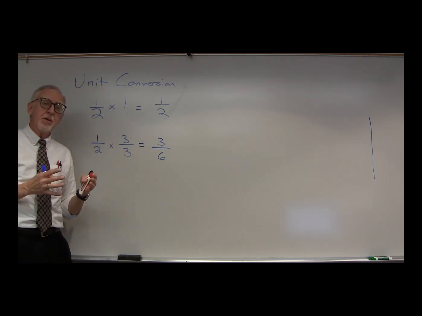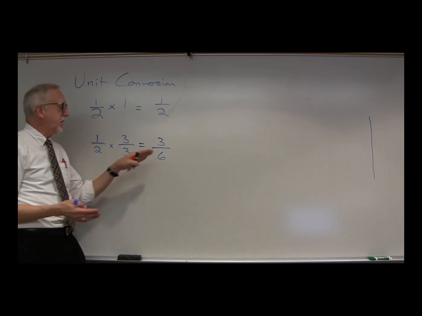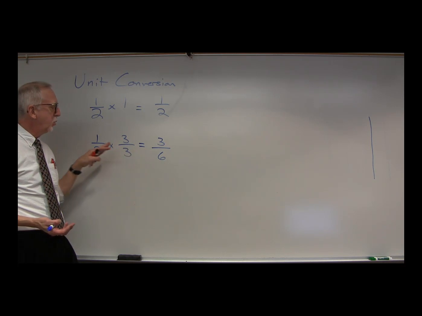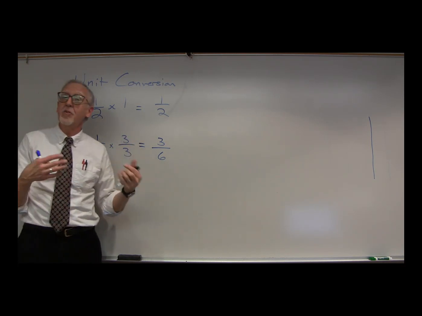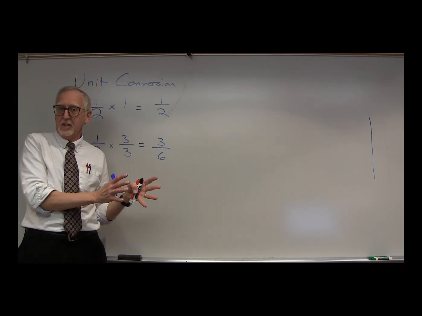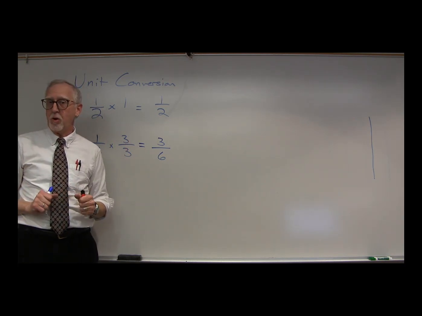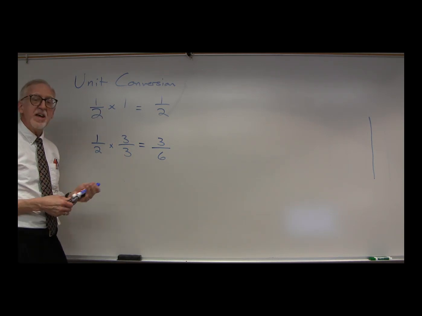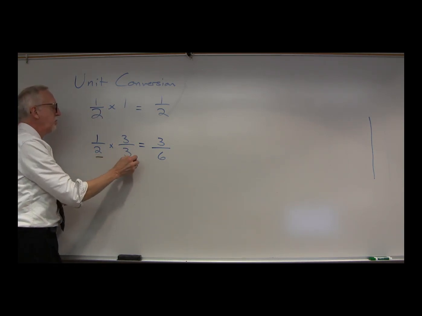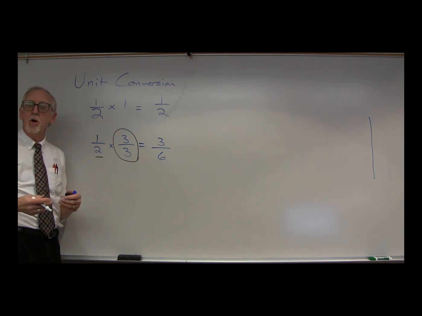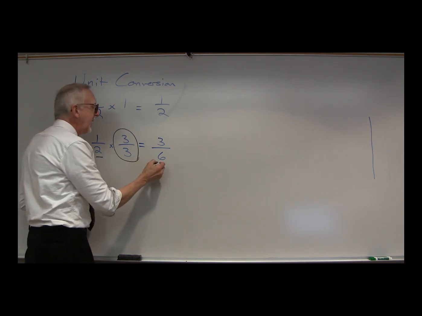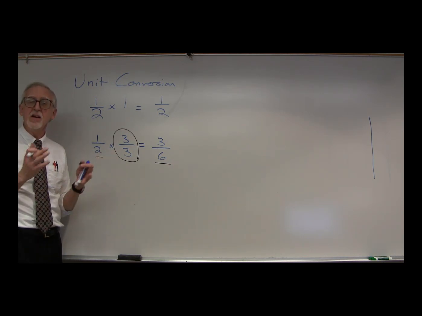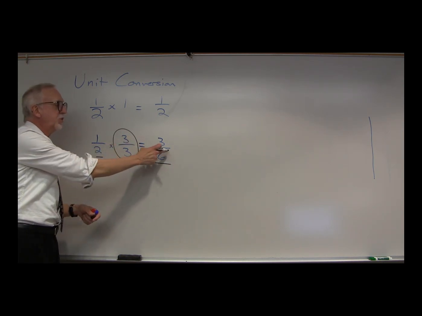We end up with something that is equivalent to the original quantity, but it's in a different form. So 3/6 equals 1/2, but it's just written in a different way. Same quantity, but written in a different form. That's what happens when we do a unit conversion. We take one quantity in one form, we multiply by some form of 1, and we get an equivalent quantity back, but in a different form. In other words, from one unit to another unit.